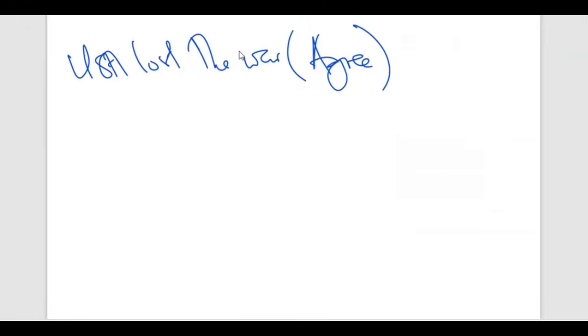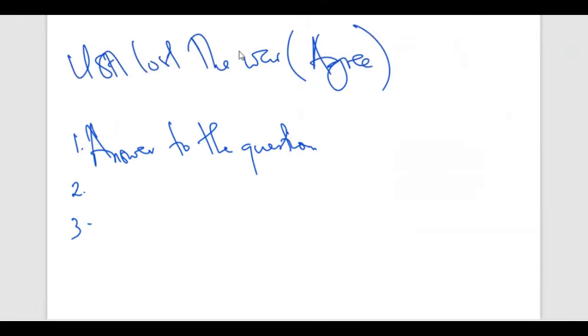So in your introduction, basically your introduction must address the three requirements or the three steps of an introduction. The first one is an answer to the question. When you are answering the question, we are taking a stance on the question, or we are taking a line of argument.